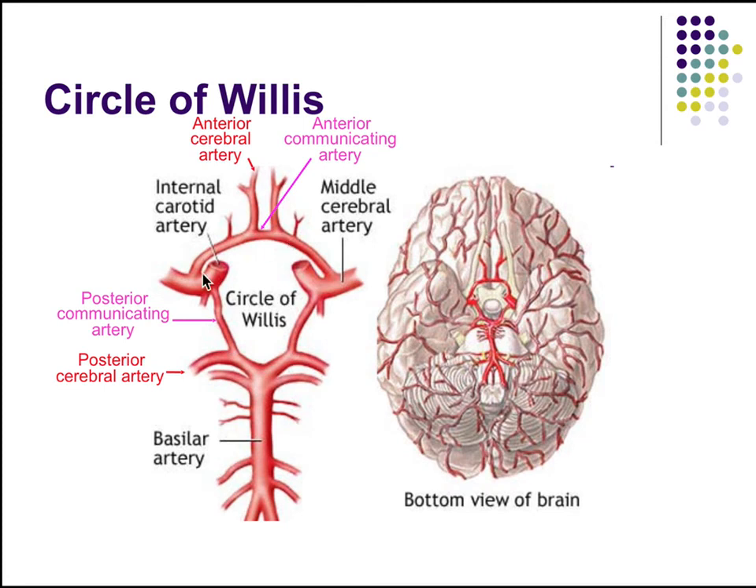So here's just another view. This is more anatomically correct. So we see the internal carotids, our anterior cerebral arteries and our middle cerebral arteries. And then we have our anterior communicating here, and then our basilar artery coming up to our two posteriors, and here is our posterior communicating artery here. And you can see it within the brain as well.